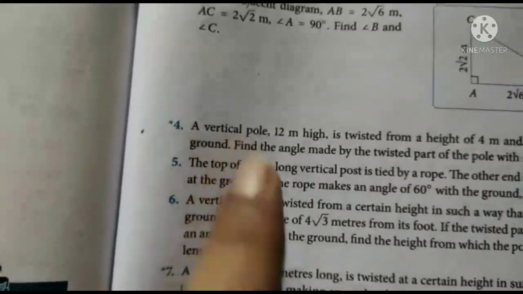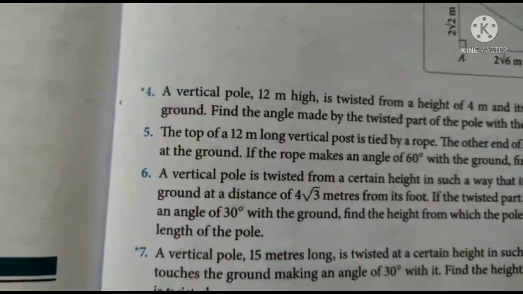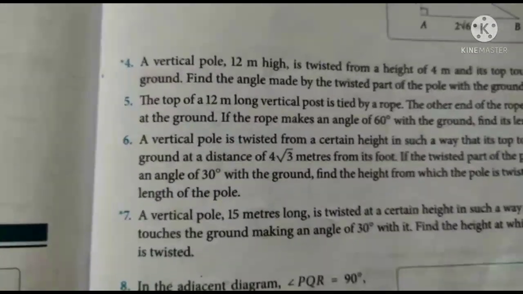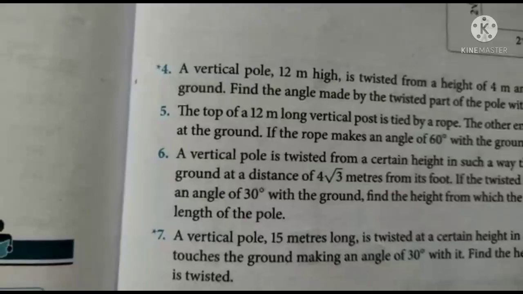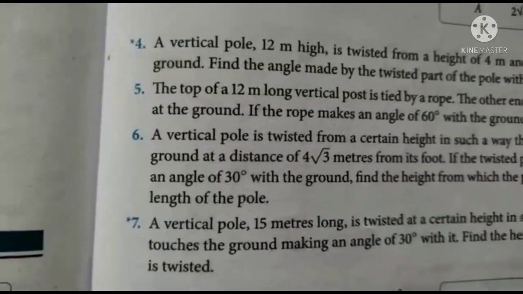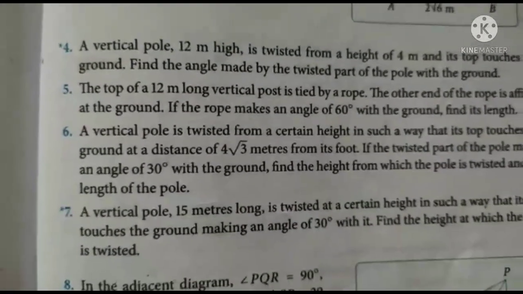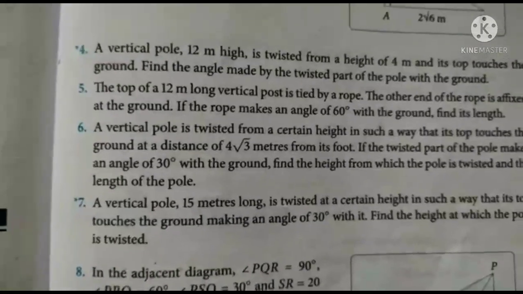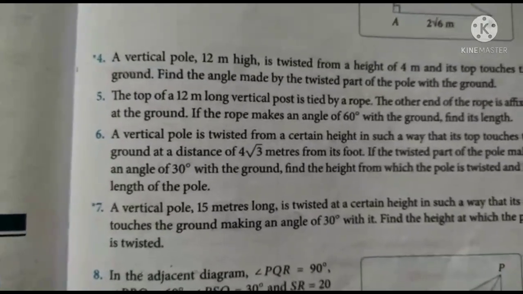A vertical pole, that means you have to draw a pole in a straight way, and it's a vertical pole and it's 12 meter high. So read the question part by part and then only you can draw the diagram. I am telling you how to draw the diagram. I am drawing it on the board also.